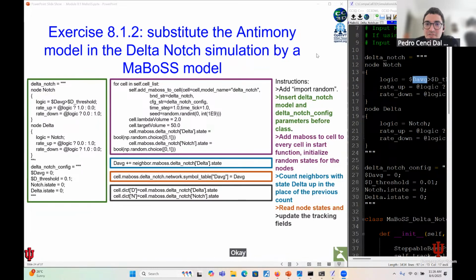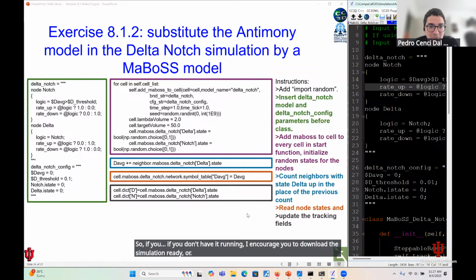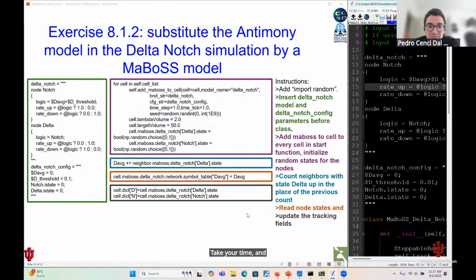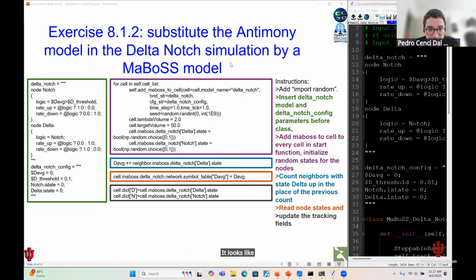Okay, so who has it running? I will launch the poll. I think I waited 10 minutes already. I waited much more than I should. So if you don't have it running, I encourage you to download the simulation ready version, or take your time to implement it, because I need to follow up with the results. It looks like before. Yeah, that's right. So Anastasia got it to work.